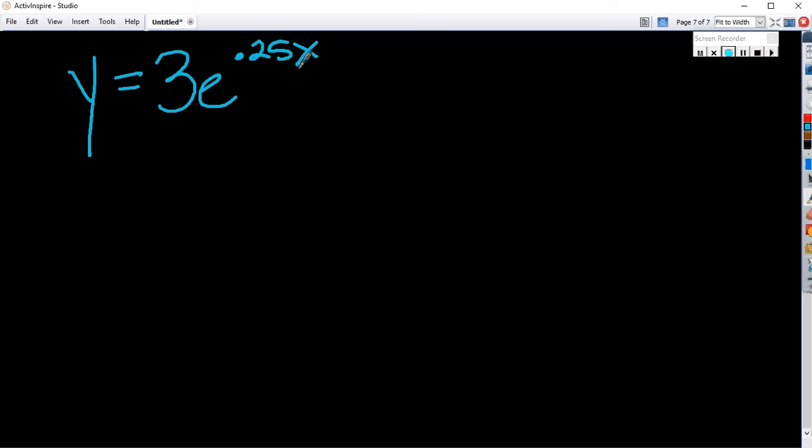So let's graph it and see what it looks like. Always e there. b is e to the whatever that very first exponent is.